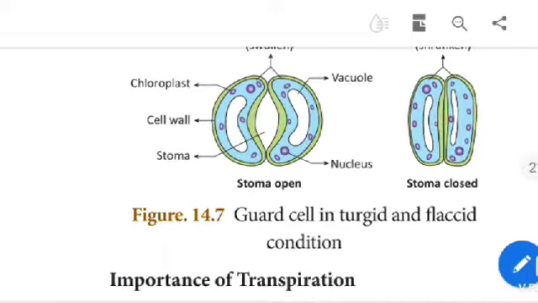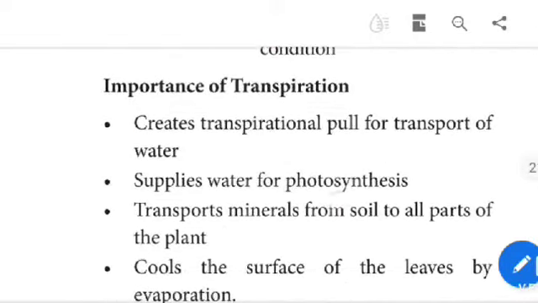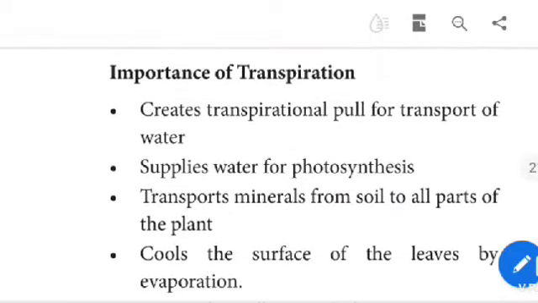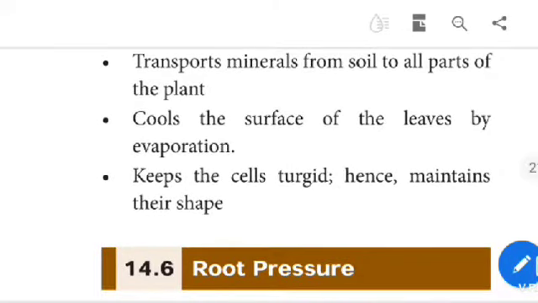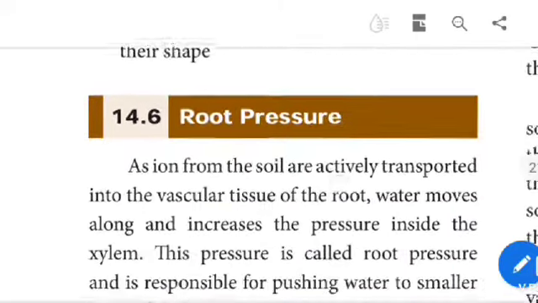Importance of transpiration. It creates transpiration pull for transport of water, supplies water for photosynthesis, transports minerals from soil to all parts of the plant, cools the surface of the leaves by evaporation, and keeps the cells turgid, hence maintaining their shape.